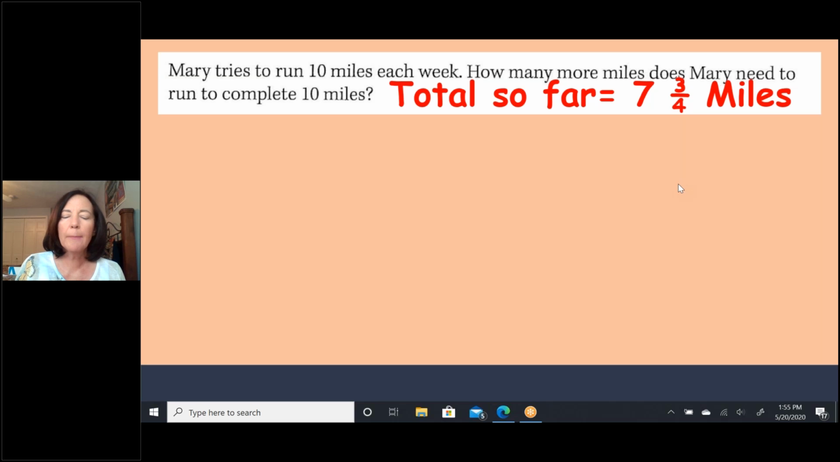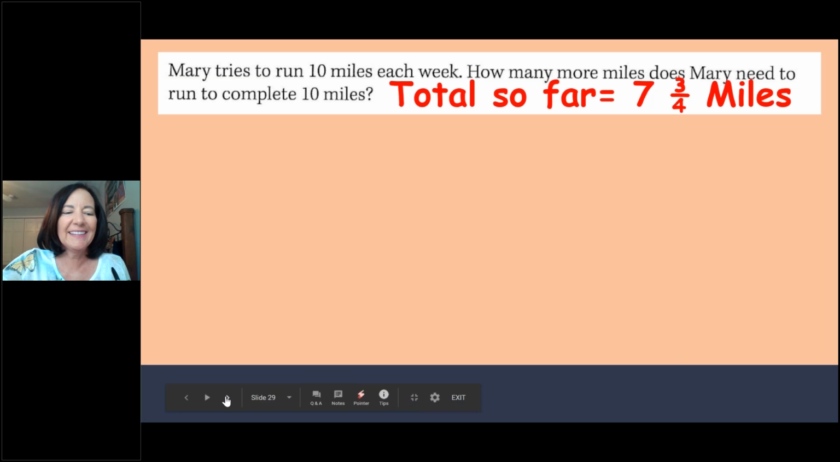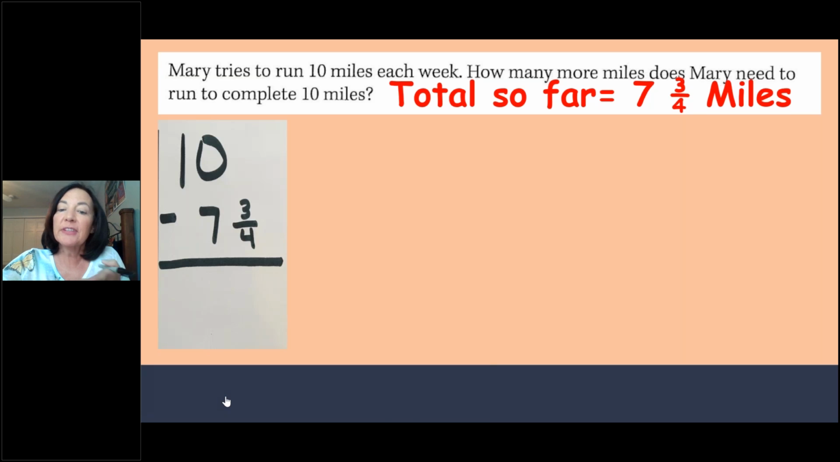So tell me what. You would have to convert the 10 to a fraction. So it would be, okay, before we even do that, tell me what's the equation? Before we start solving it, what is the equation going to be? Then the equation is going to be 10 miles minus 7 3/4 miles. That's it. Nice. Okay, so now go ahead and solve it.